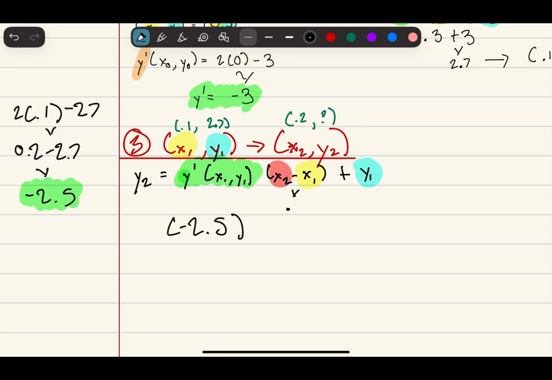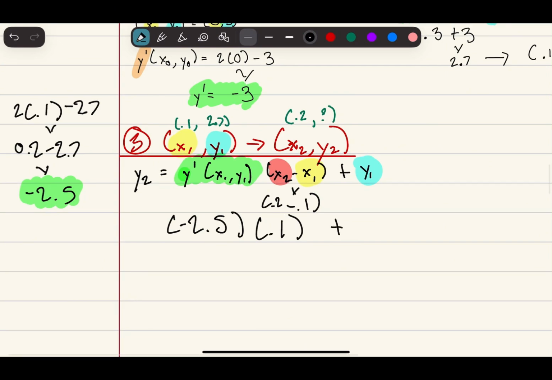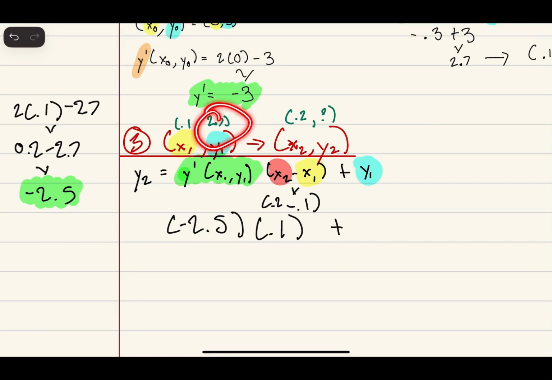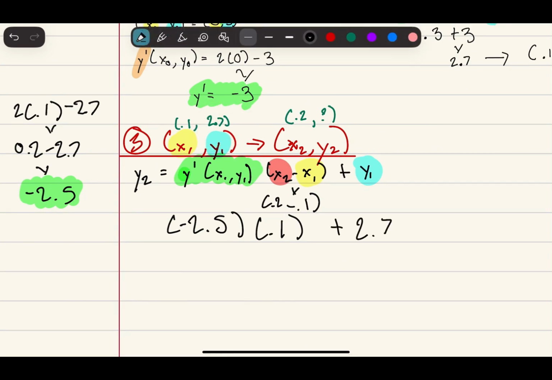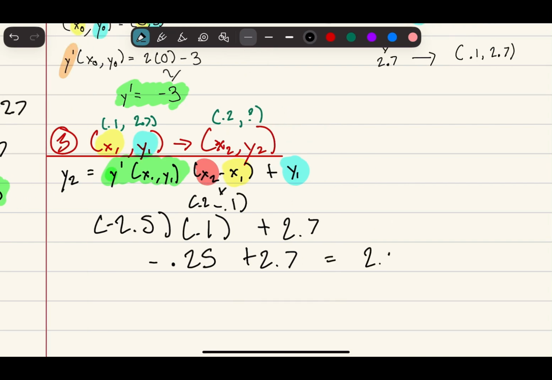Okay, so I can just plug this in, negative 2.5, and this is always going to be, oh, this is 0.2. Oh my god, I can't even write. 0.2 minus 0.1 is going to be 0.1. And then plus, what's y1? We look at this over here, 2.7. Boom, we just plug that in, 2.7. We're going to multiply negative 2.5 times 0.1, and we're going to get a negative quarter plus 2.7, and we're going to get 2.45.